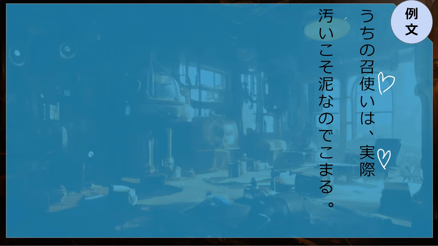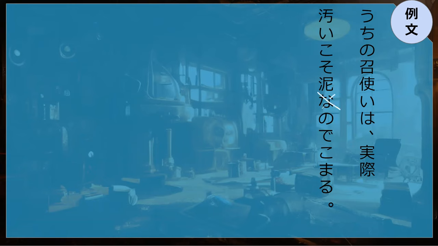Uchi no meshitsukai wa jitsai kitanai koso doro na no de komaru. So here, na no de. That na is there because we're ending with no de, and this no doesn't like to touch nouns, because it's not a noun describing a noun. So it makes it very obvious that this is connected to no de rather than being attached to doro. If it said doro no de, that would feel like the no is attached to doro, attached to de. So that just makes it very nice and clear, and that's why we have the na stuck in here.